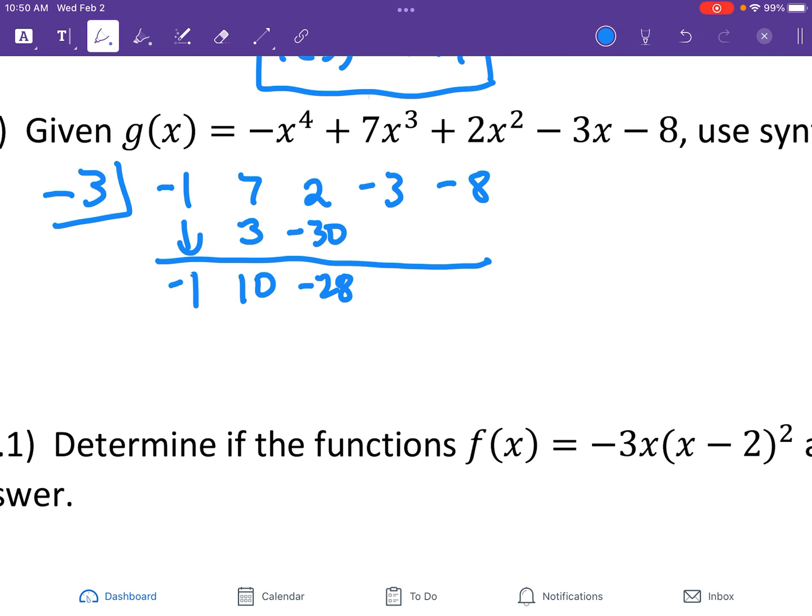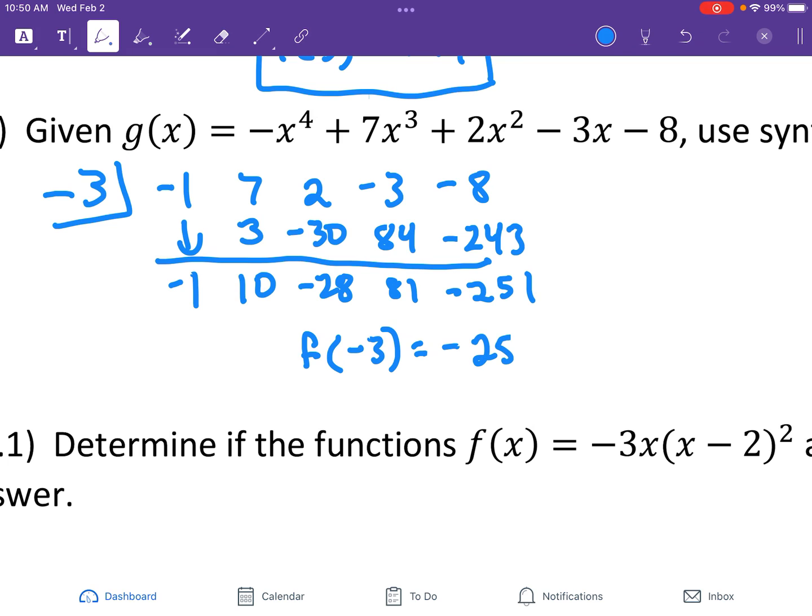Don't know what negative 28 times negative 3 is. Negative 28 times negative 3 is 84. Minus 3 is 81. 81 times negative 3 is negative 243. Minus 8 is negative 251. So f of negative 3 is equal to negative 251.